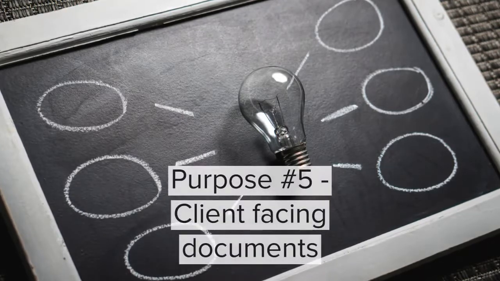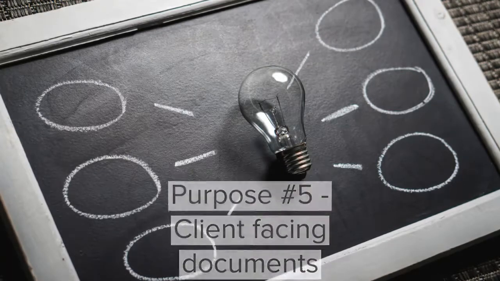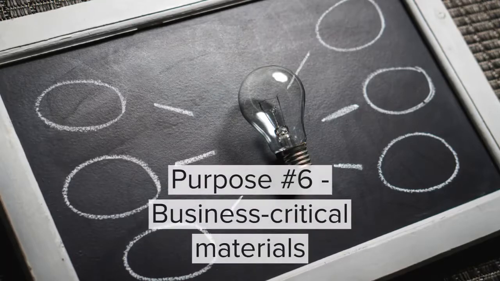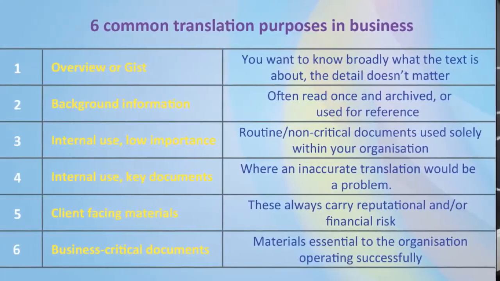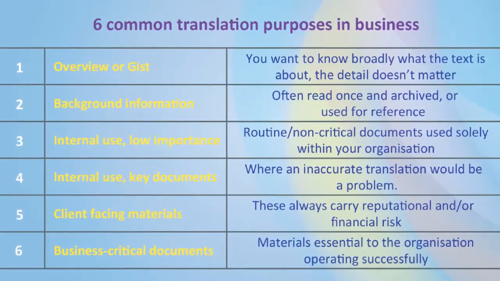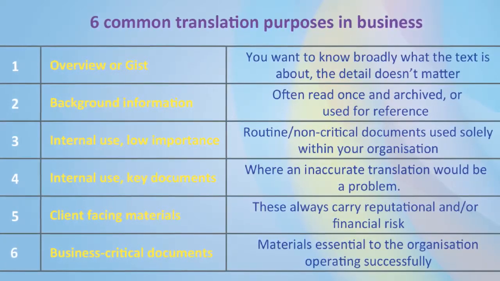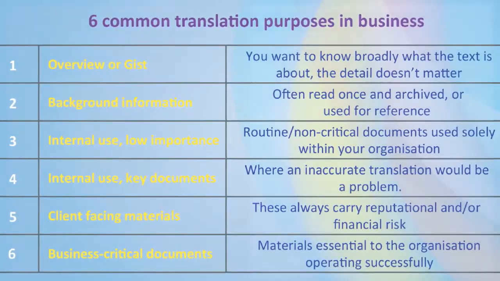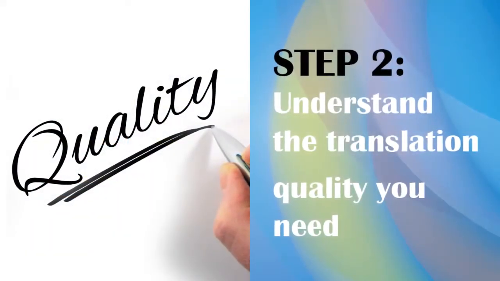Fifth are client-facing materials. Now, these always carry reputational and possibly financial risk for your organisation. And finally, we have business-critical documents. Now, these are the documents that are essential for your operational success. Here they are in summary. So the first step to getting your ideal translation is to identify which of these 6 purposes your project falls into. In step 2, we identify the translation quality your purpose needs.